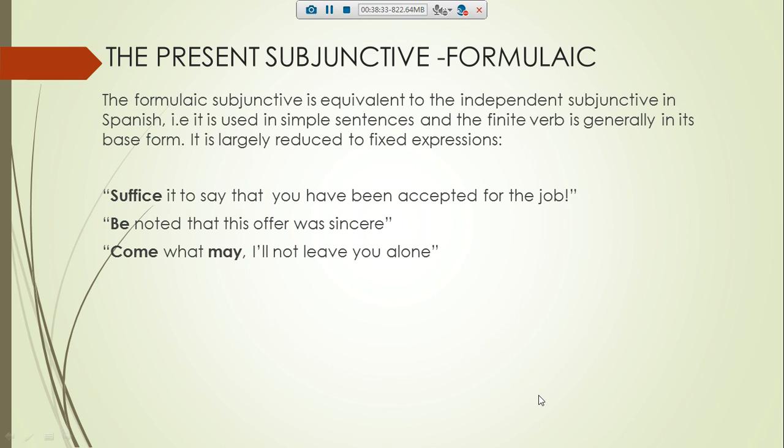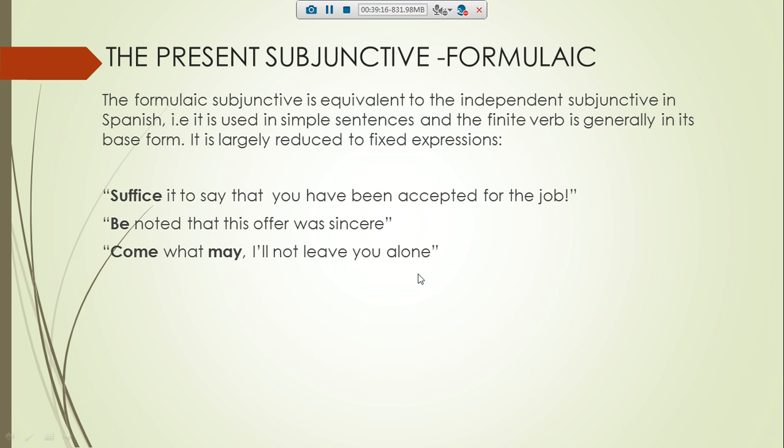The formulaic subjunctive is equivalent to the independent subjunctive in Spanish. That is to say, it is used in simple sentences and the finite verb is generally in its base form. It is largely reduced to fixed expressions. So fixed expressions like, suffice it to say that you have been accepted for the job. Suffice, it would be, it suffices to say, it's enough to say. Basta con decir o baste con decir, this is its base form. Or be it noted that this offer was sincere. Come what may, I'll not leave you alone.